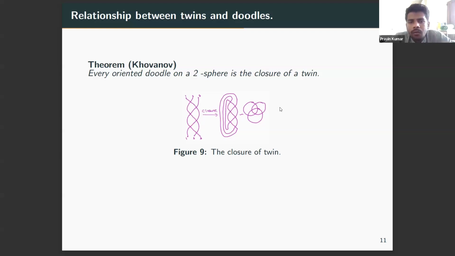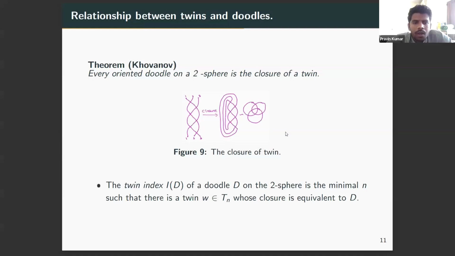Cohen proved the converse, that every oriented doodle on the two-sphere is actually the closure of some twin. So it's sort of surjectivity of this map. This is the relationship between planar braids and doodles. Having this theorem in mind, we can define the following terminology. The twin index of a doodle D on the two-sphere is the minimum n such that there is a twin on n strands whose closure is equivalent to D.